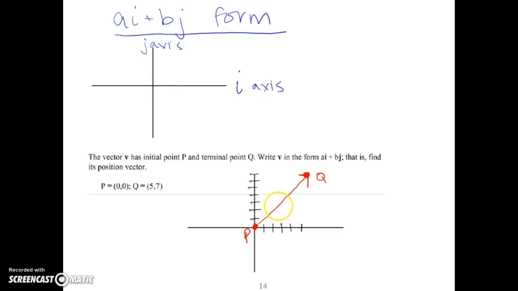So for example, if you have a vector here with initial point P, terminal point Q, initial point at 0, 0, and terminal point at 5, 7, and we want to label this in terms of ai plus bj, i, remember, is the displacement on the x-axis. So do you see how we go from 0 to 5 on the x-axis? So this is going to be 5i plus, and we go from 0 to 7 on the j-axis. So 5i plus 7j. That's how you label a vector like this. Remember, where it is on the coordinate plane doesn't really matter. It's more about its displacement.